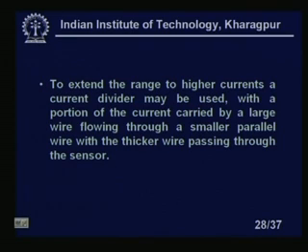To extend the range to higher currents, a current divider may be used, with a portion of the current carried by a large wire flowing through a smaller parallel wire passing through the sensor. This is the same principle as a shunt, but it is not very popular, so I should not say it is very popular. Typically, the same Hall sensor used for measuring 100 ampere is not used for 1000 ampere. For 1000 ampere, you must have an altogether different sensor assembly.